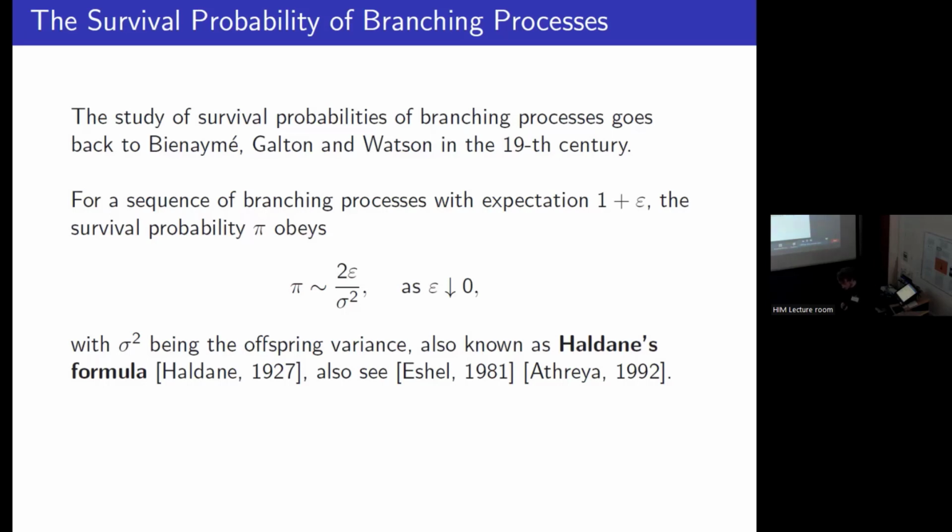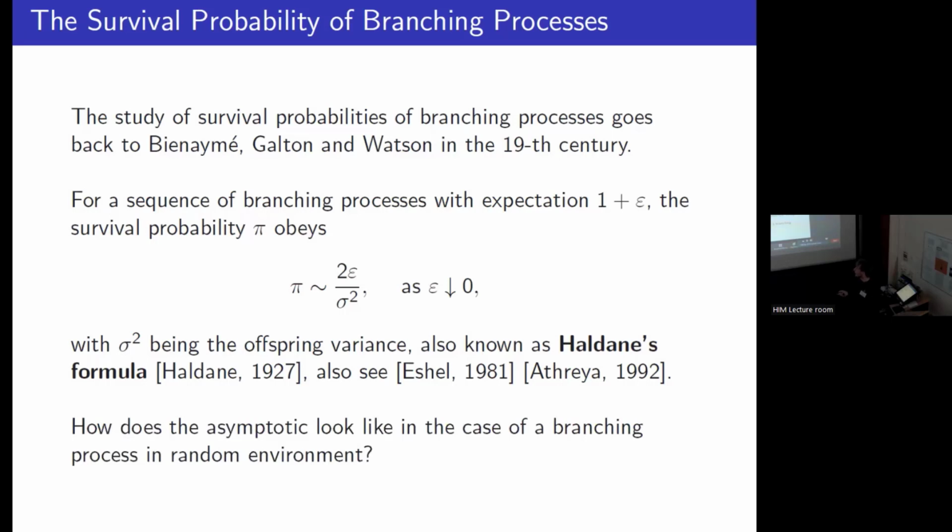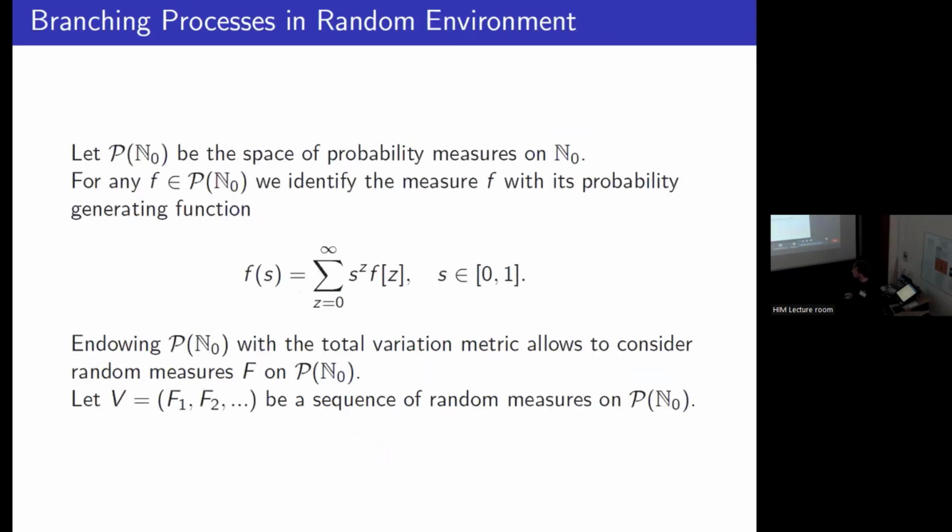And the question, which is also clear from the title, that we want to discuss today is how this asymptotics looks in a branching process in an IID random environment. So let me first define the object of a branching process in random environment. We denote by P(N_0) the space of all probability measures on N_0. So you can imagine your favorite offspring distribution, for example Poisson, geometric, whatever you want.